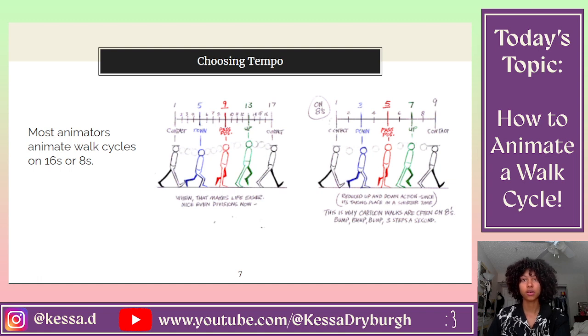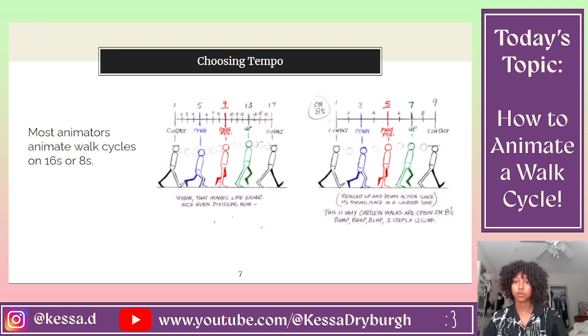So industry standard in the animation industry is to have animated films run at 24 frames per second. So that means that whenever you're watching an animated film, chances are you are watching 24 individual frames going by every single second. So if we're animating at 24 frames per second, then the average choice that most animators make when choosing their tempo is to either have the steps be animated on 16s or be animated on 8s, which means that one step would occur either every 16 frames or 8 frames.